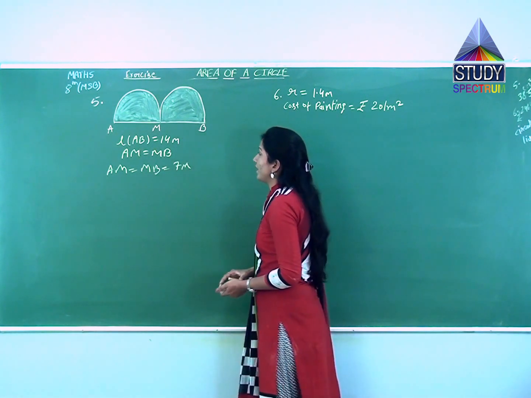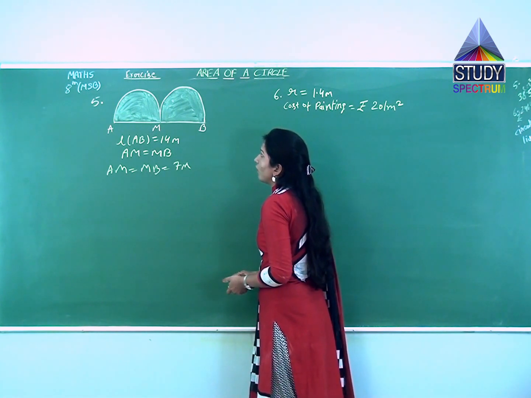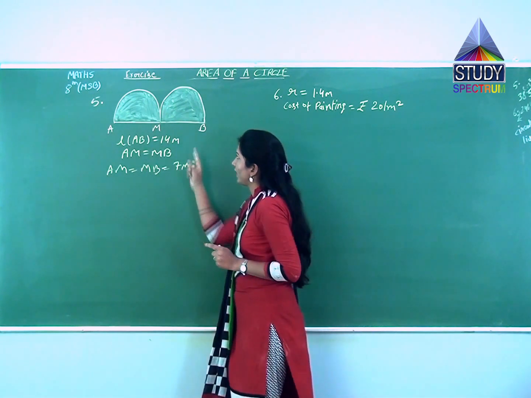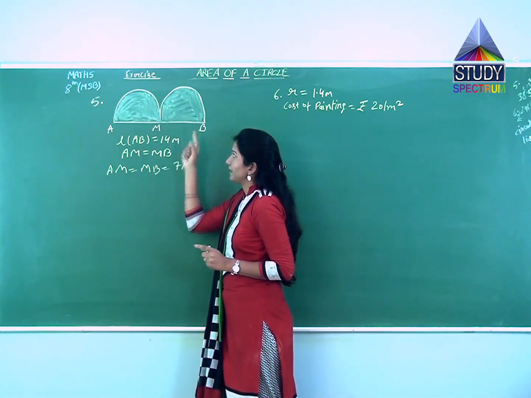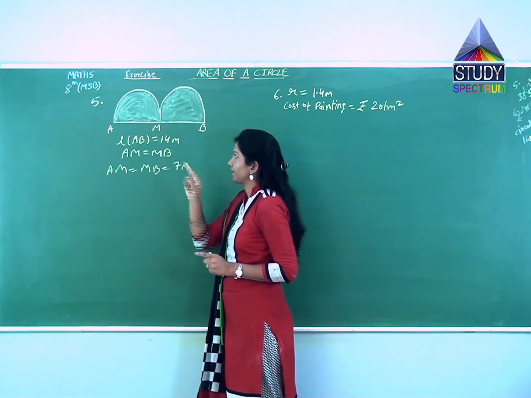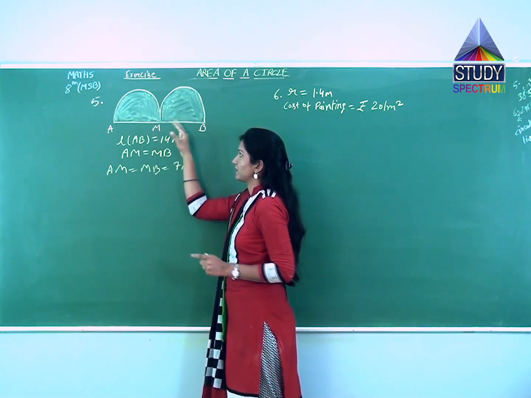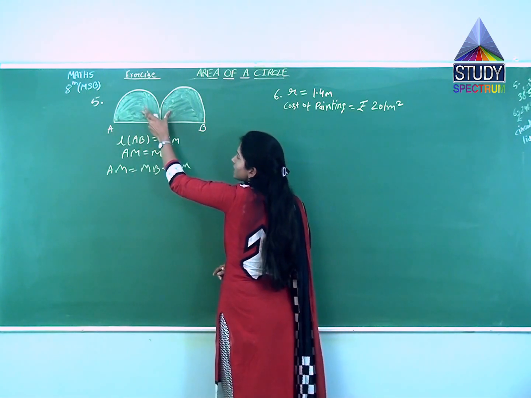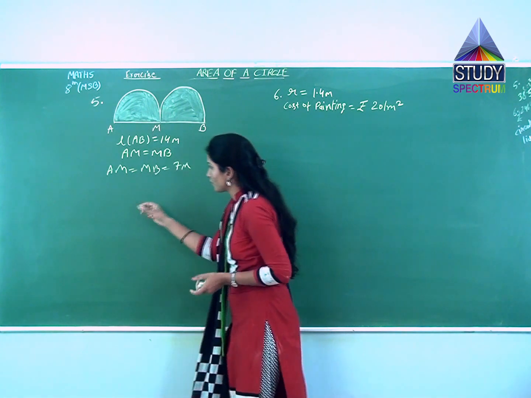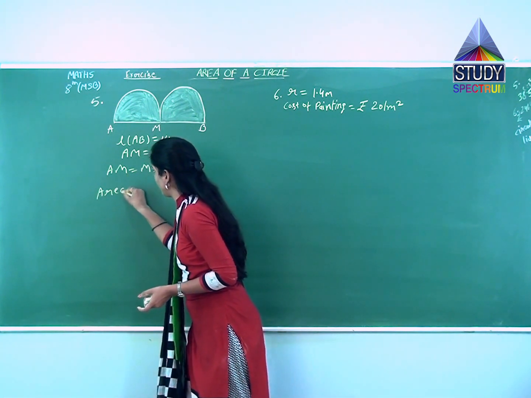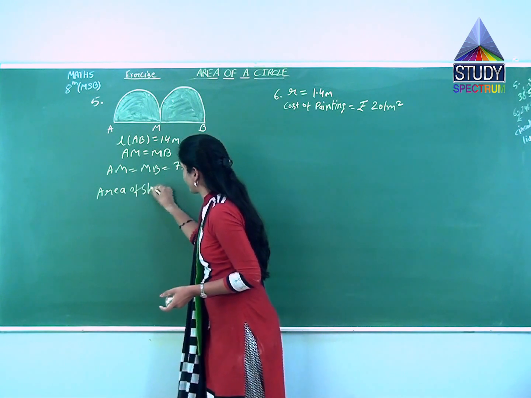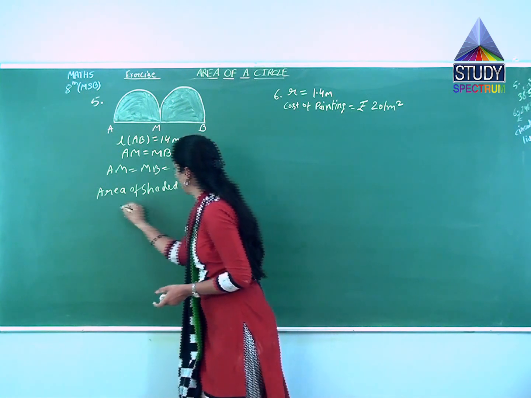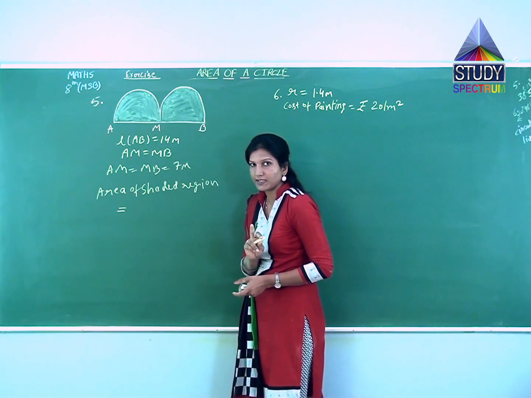Now we have been asked to find the area of the shaded region. That means the area of two semicircles. This circle and this are semicircles because the circle is not completed here. So we have to find the area of these two semicircles. So here we will write, area of shaded region is equal to area of two semicircles.